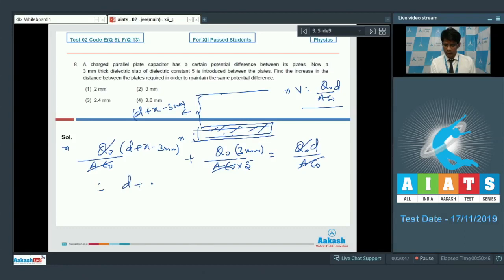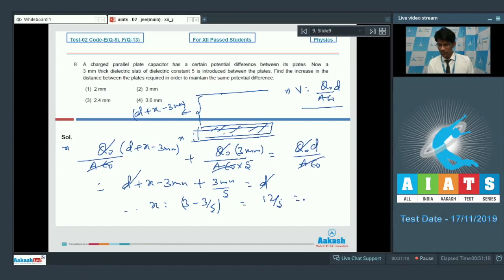We are having here D plus X minus 3 mm plus 3 mm divided by 5 is equal to D. D will cancel out, or I would say X is equal to 3 minus 3 by 5 in mm. How much is it? 12 by 5 mm or 2.4 mm. That's the answer for question number 8. Option 3 is the correct answer.